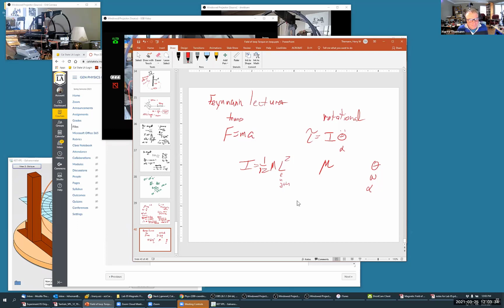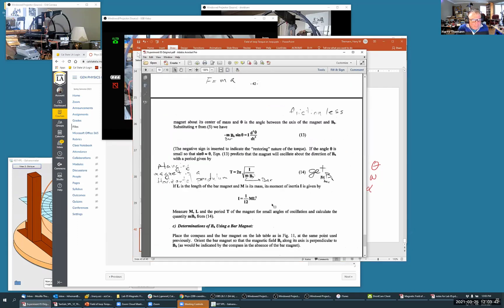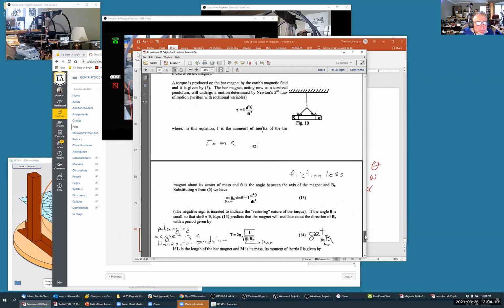So I have a scale. We can measure the mass of the bar, and I can measure the length of the bar. So we can measure ml and the period, and we get a quantity called m times B_H. We can determine I. So you see this equation 14. Write down equation 14 in your logbooks.